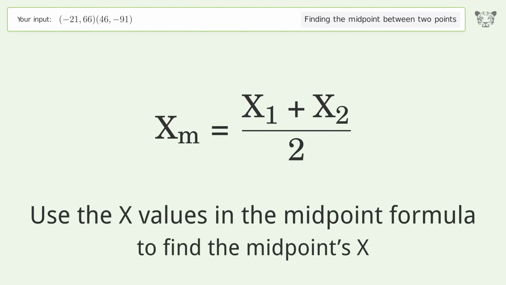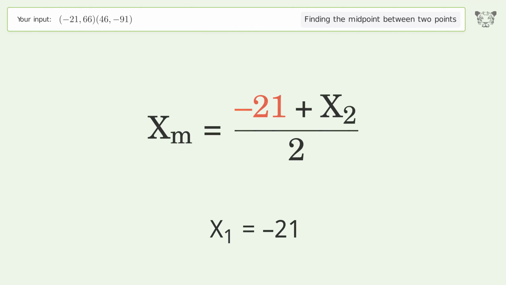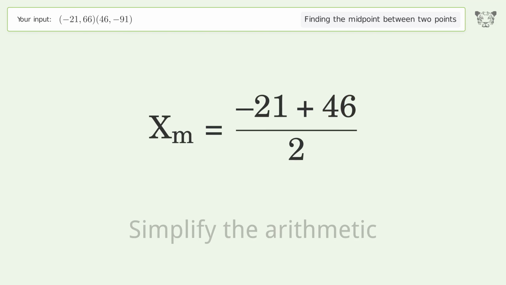Use the x values in the midpoint formula to find the midpoint's x. x1 equals negative 21. x2 equals 46. Simplify the arithmetic.